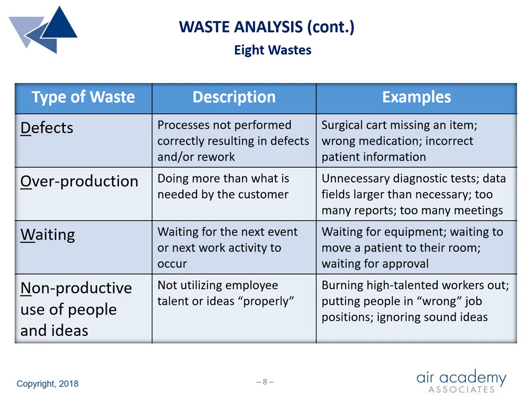There is a saying: when the cost of doing nothing exceeds the cost of doing something, it is time to do something. Highlighted in this slide and the following one are the descriptions of the types of waste, and then some examples of each. Defects: processes not performed correctly, resulting in rework. Overproduction: doing more than is necessary. Waiting for the next event or next work activity to occur. Waiting and defects are your most common types of waste. Non-productive use of people and ideas. In other words, not utilizing employees' or staff talent or ideas properly.